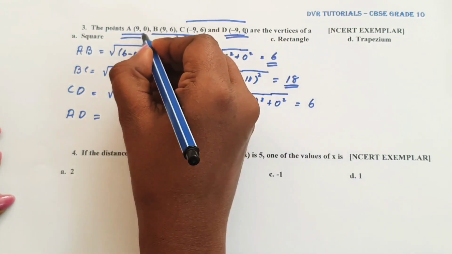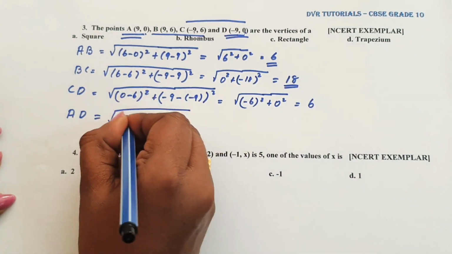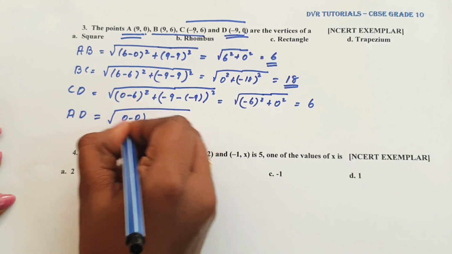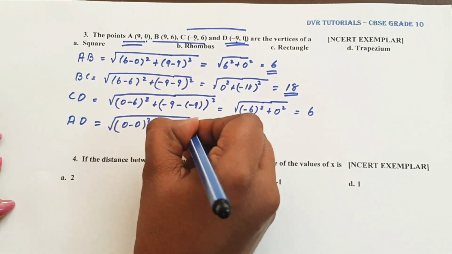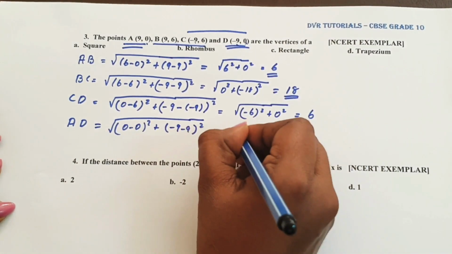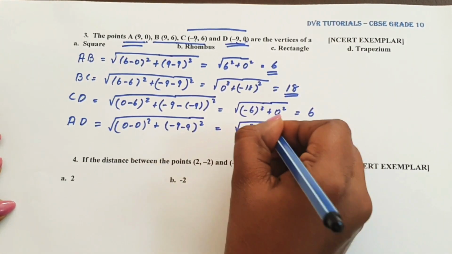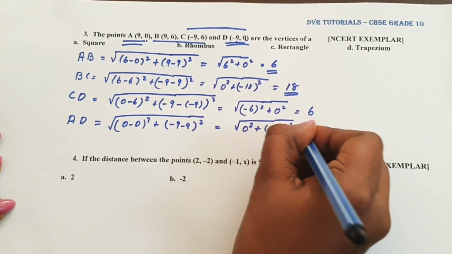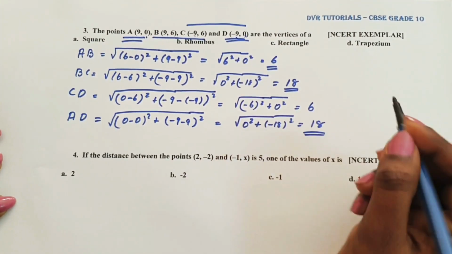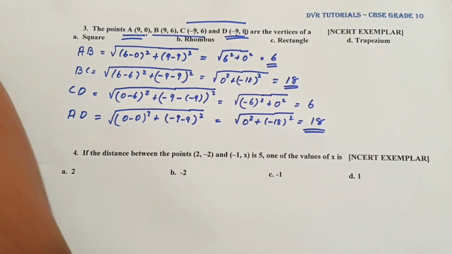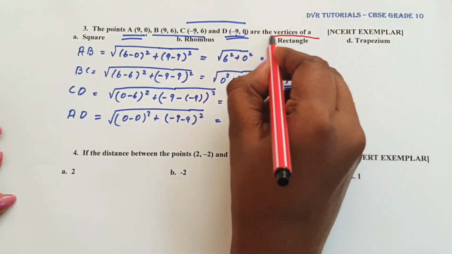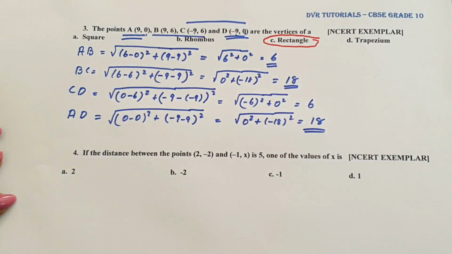So y2 minus y1 the whole square, so 0 minus 0 the whole square, plus x2 minus x1, minus 9 the whole square, so that is equal to root of 0 square plus minus 18 the whole square, which is equal to 18. Now we have pairs of opposite sides equal, so that hints that it is nothing but a rectangle.